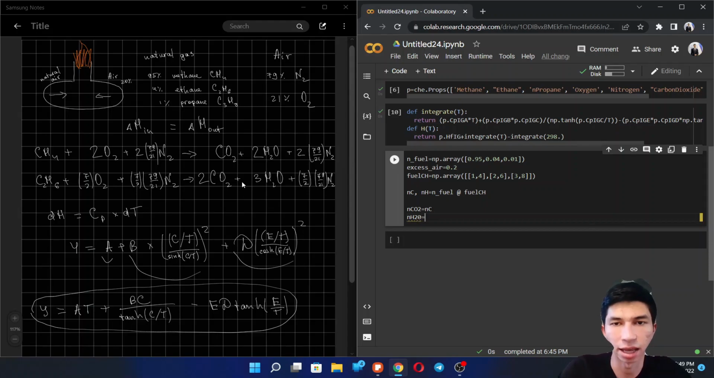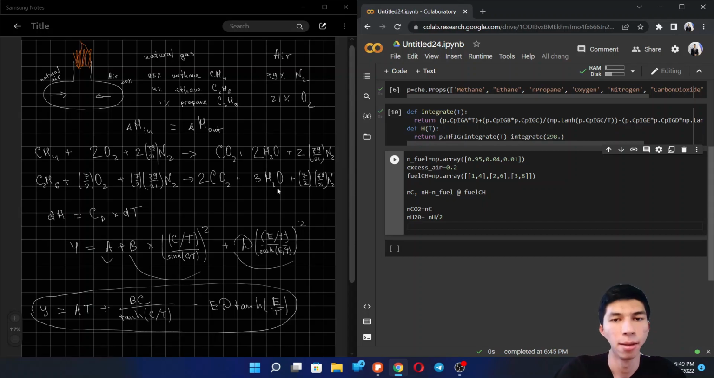So mole of H2O, what is that equal to? It's equal to the mole of hydrogen divided by 2. So here we have 4, and here we have 2 moles of water. Here we have 6 hydrogens, and here we have 3 moles of water. So we're going to have NH over 2, right?